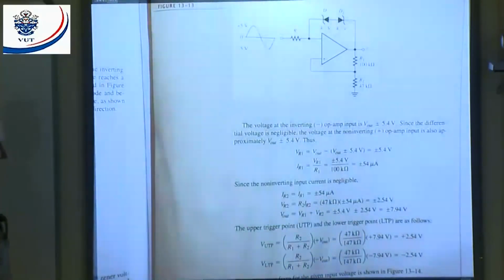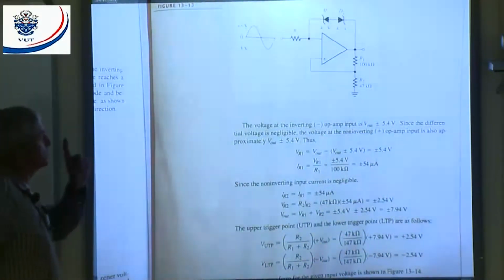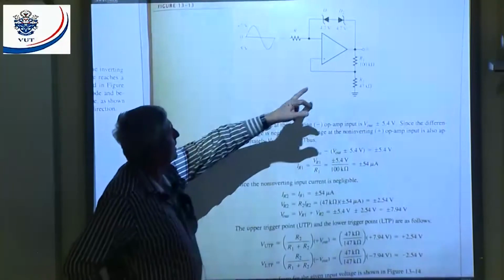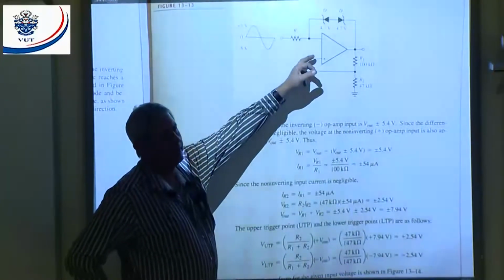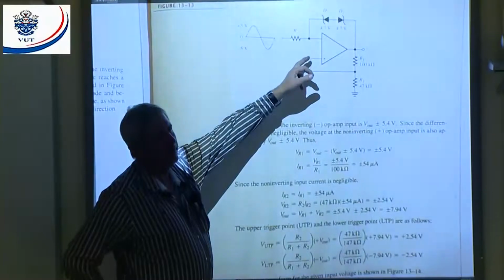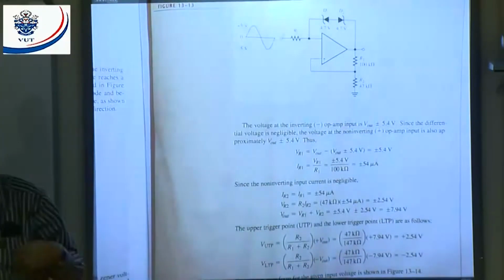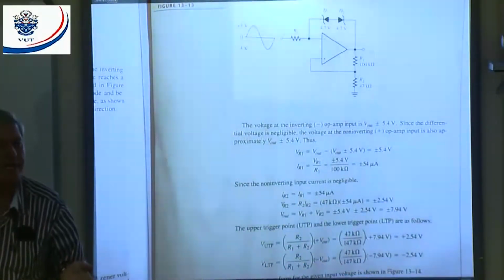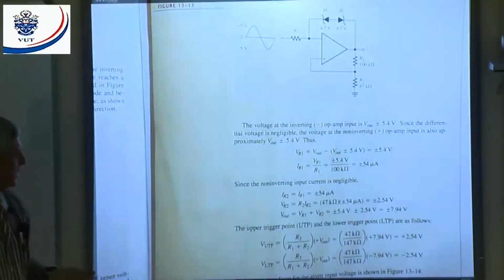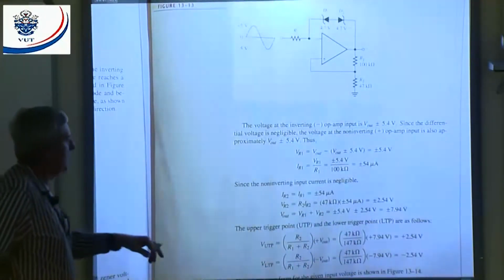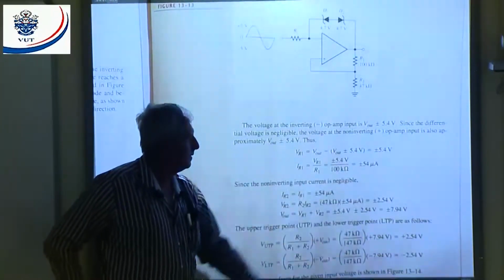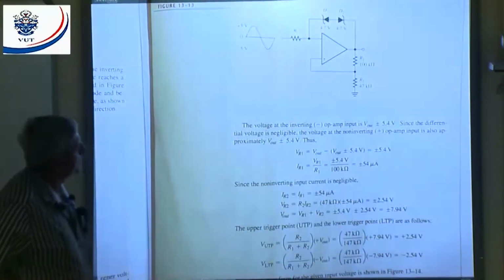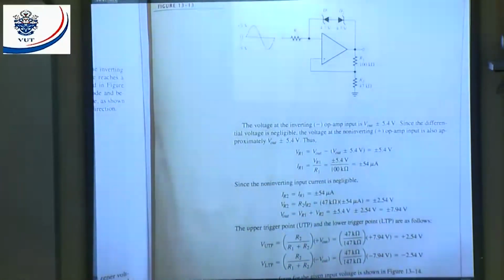Then we can work out R1, because now we must remember, is there any current flowing in here? Is there any current flowing in there? No. The amount of current that will flow in there is negligible. Why? We've got a very high input impedance, all right? That's why they say IR1 is VR1 divided by R1, and that gives me plus minus 54 microamps.